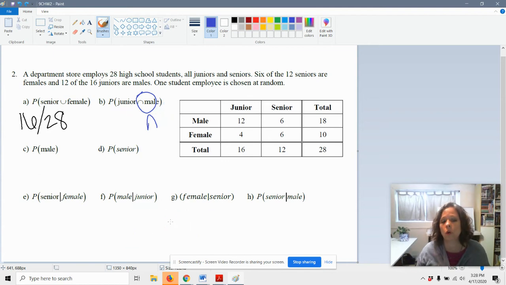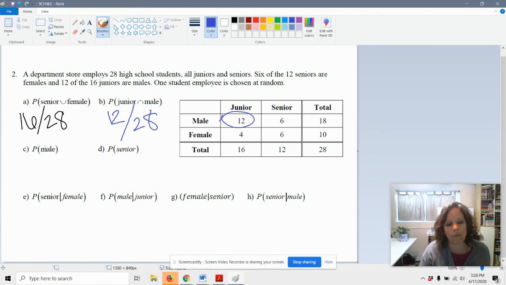Okay, so what's the probability of being junior and being male? When we look at it on our chart, a junior and male, that's our 12. So the probability of being junior and male is 12 over 28. All right, part C on problem number 2 asks, what's the probability of being male in our sample set? The total number of males in our sample set is 18, over here, and the total possible outcomes in our sample set is 28.